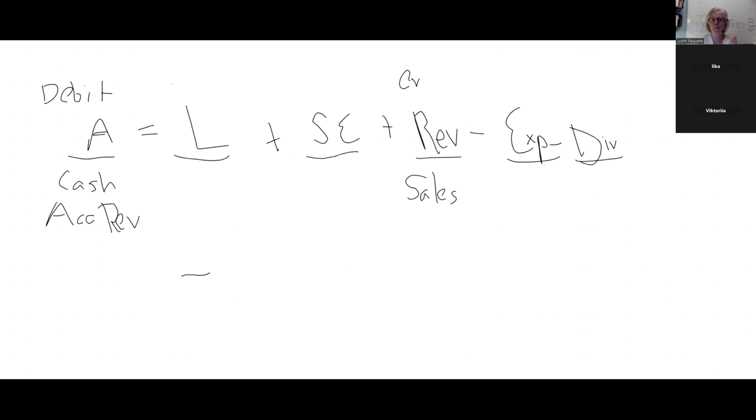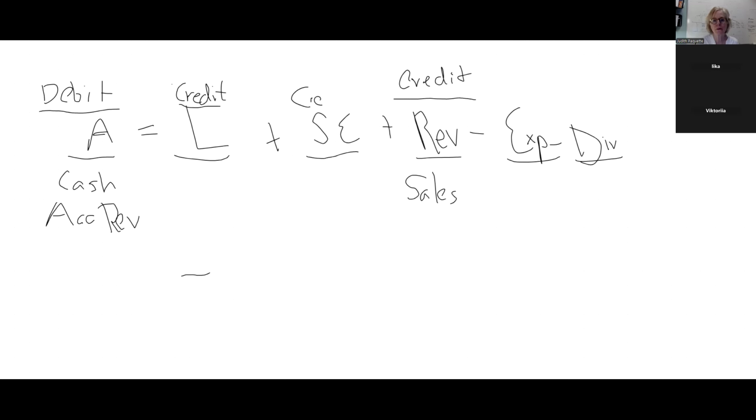So it's really, really important that you know that you increase assets with a debit and you increase revenues with a credit. Assets are on the left side. Liabilities, stockholders' equity, and revenue are on the right side. So liabilities are increased with a credit because they're on the right side of the equation. Stockholders' equity, same thing. They're on the right side of the equation.